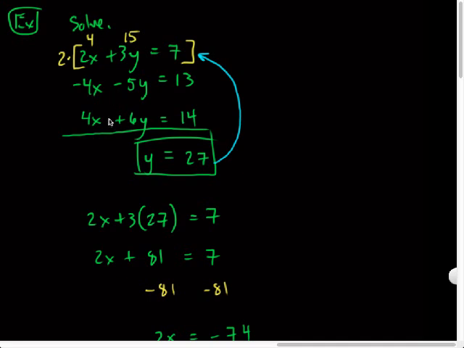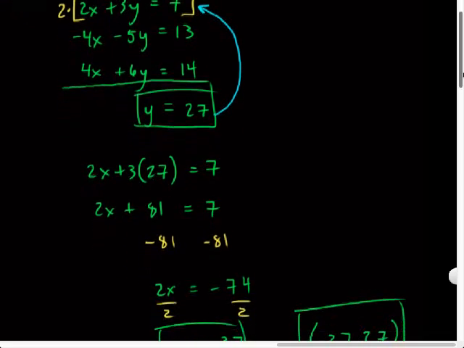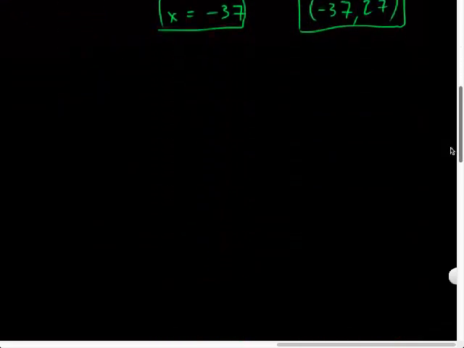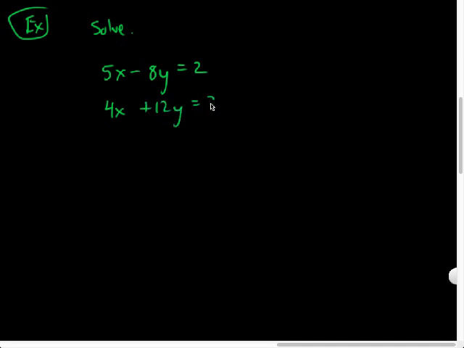Now, on tonight's homework, you're going to be doing the elimination method for the whole thing. So even if there was a positive 1 coefficient, still commit to using elimination just to see how it behaves. Sometimes those work out quite nice. So let's look at one last example. Let's solve the following. What if I've got 5x minus 8y equals 2 and 4x plus 12y equals 20?